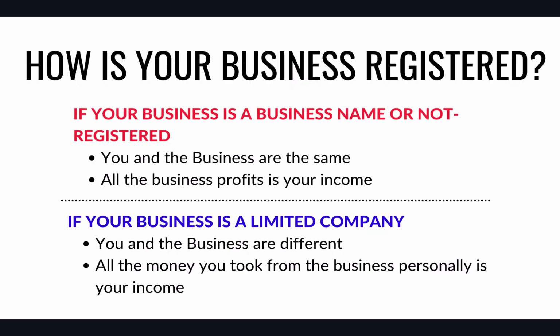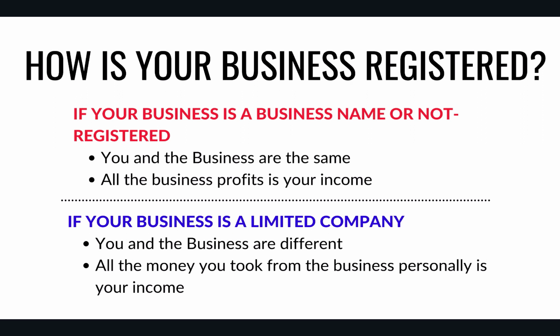Now, for you to calculate your income as a business owner, you need to first know how your business is registered, or maybe not registered. If your business is registered as a business name or not registered, it means that you and your business are one and the same, and all the profits of the business are your income. I'll say that again. If your business is a business name, or if your business is not registered at all with the CAC, it means that you and your business are one and the same person, and all the profits of the business are your income.